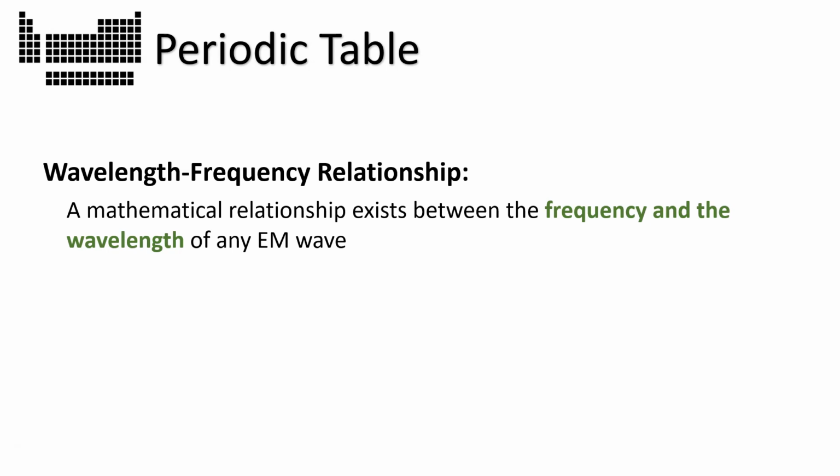So let's first define this mathematical relationship that exists between frequency and wavelength. This works for any electromagnetic wave. The equation is given to you here. I'm going to label each of these pieces. If you take the wavelength of any wave, so there's our wavelength symbol in meters, and you multiply that wavelength by the frequency in hertz, or 1 over seconds.